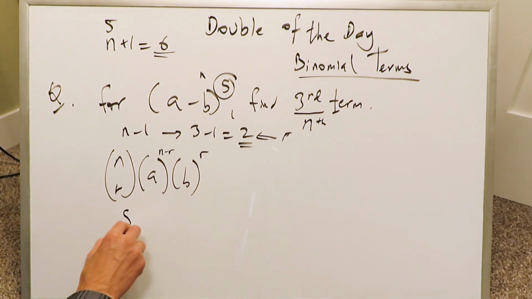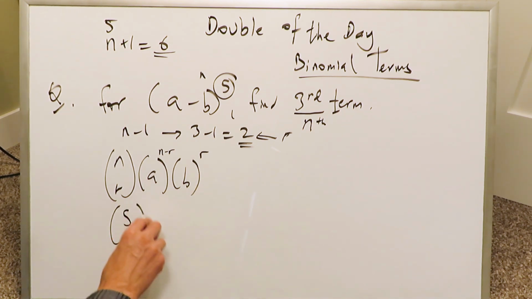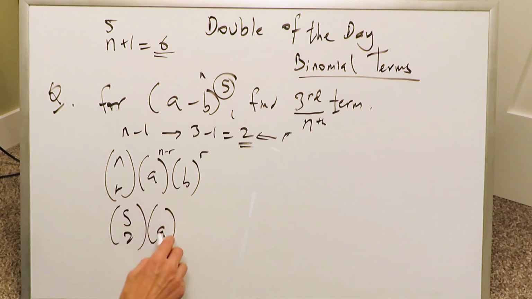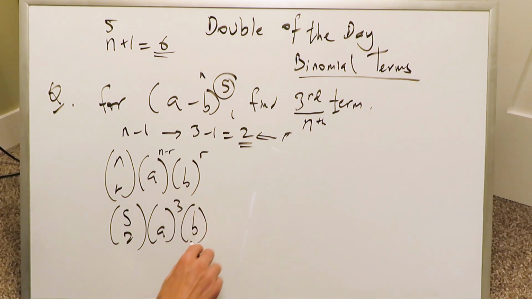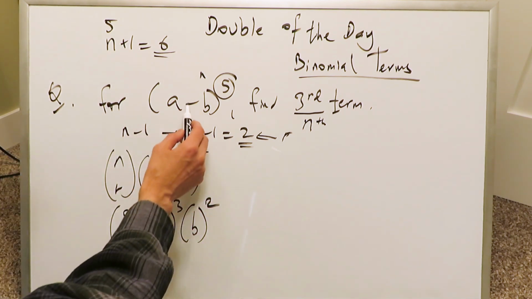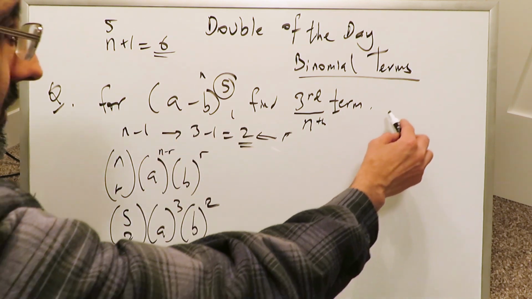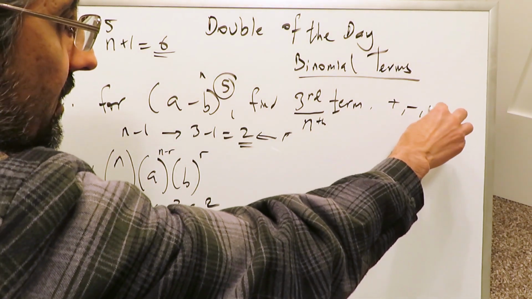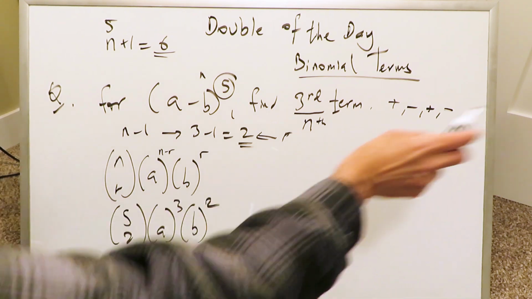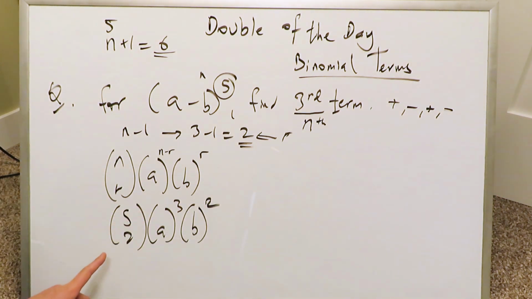We have 5 over here coming on the top. We have a 2 over here on the bottom. Then we have a over here, 5 minus 2, we have a 3. And then we have over here a b, which will be a 2. What will happen with regards to sign? Whenever you have a binomial with a minus, it always alternates between positive, minus, onwards. And we'll figure out the sign at the very end.